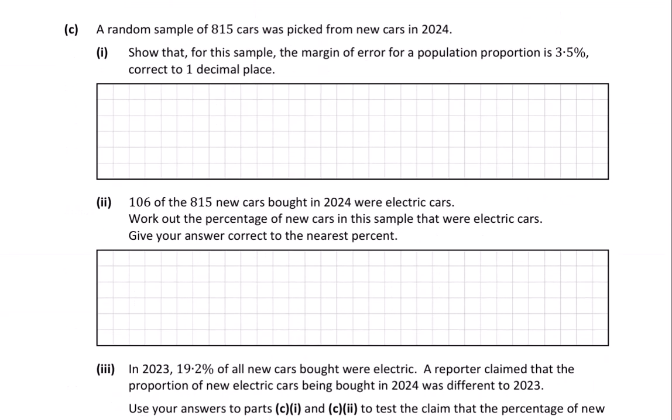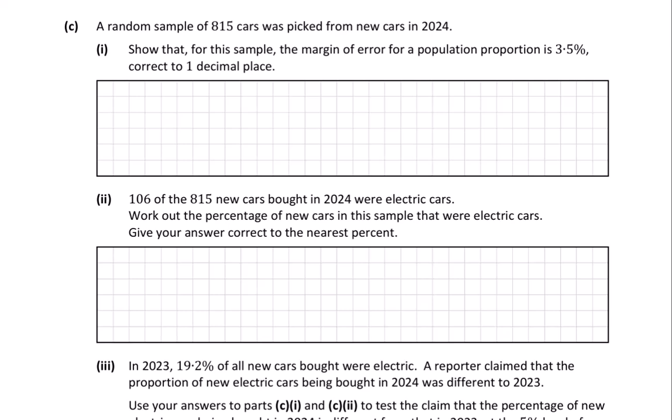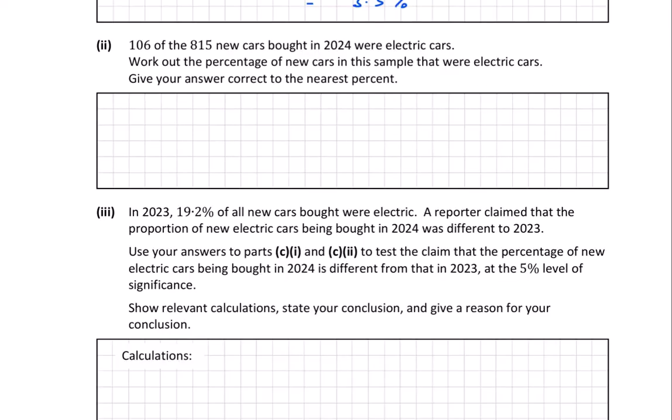Okay, next question then. A random sample of 815 cars was picked from new cars in 2024. Show that for this sample, the margin of error for a population proportion is 3.5% correct to 1 decimal place. So the margin of error is 1 over the square root of n. So in this case it is just 1 over the square root of 815, which is 0.035, but as a percentage it's 3.5%. If you like, that times 100 would give the percentage. So it's 3.5%.